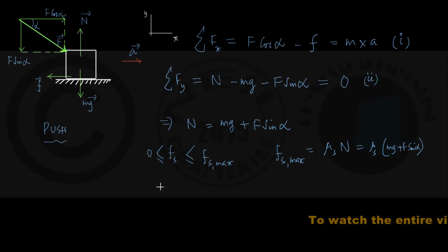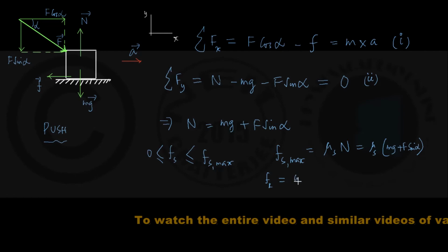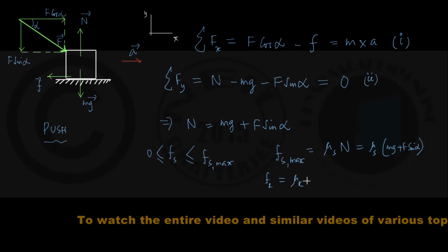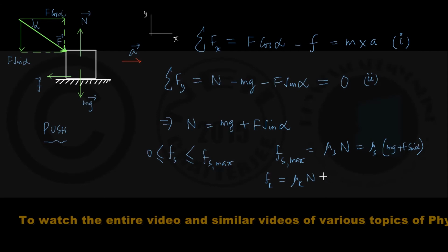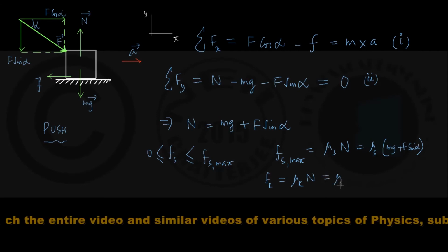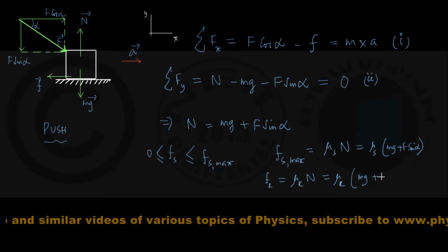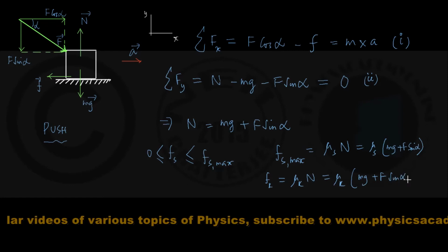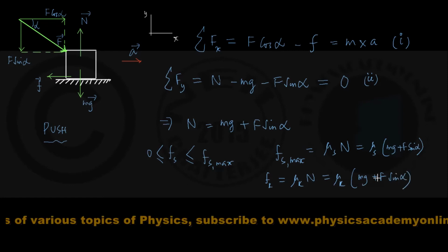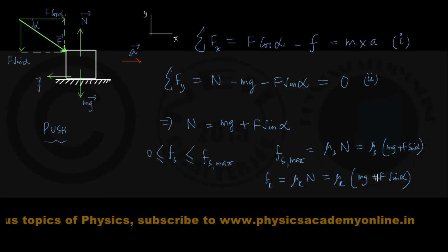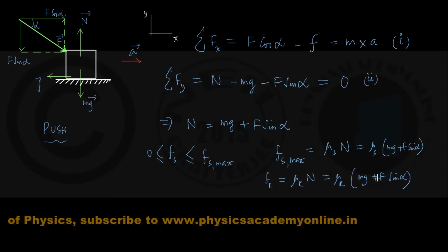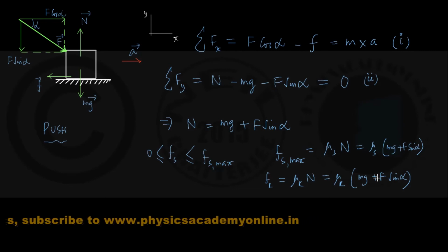And when the block begins to move, then of course the friction is kinetic friction. It's a new kind of friction given by the law of kinetic friction, this time mu k into N, mu k being the kinetic friction coefficient, and correspondingly the value of Fk is coming out to be mu k multiplied by mg plus F sin alpha. So you see that the frictional forces, be it static friction or kinetic friction, the value is coming out to be mu multiplied by mg plus F sin alpha. So that's one thing you must note carefully.